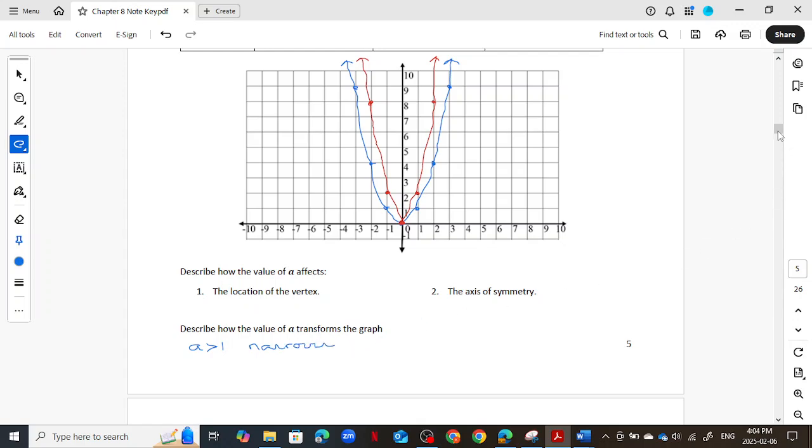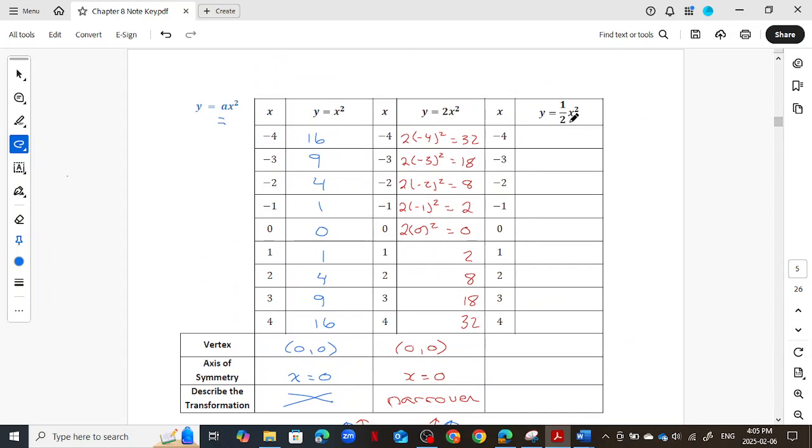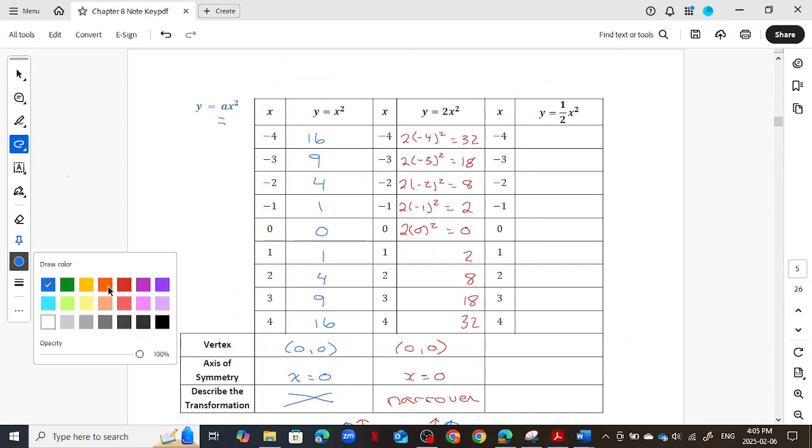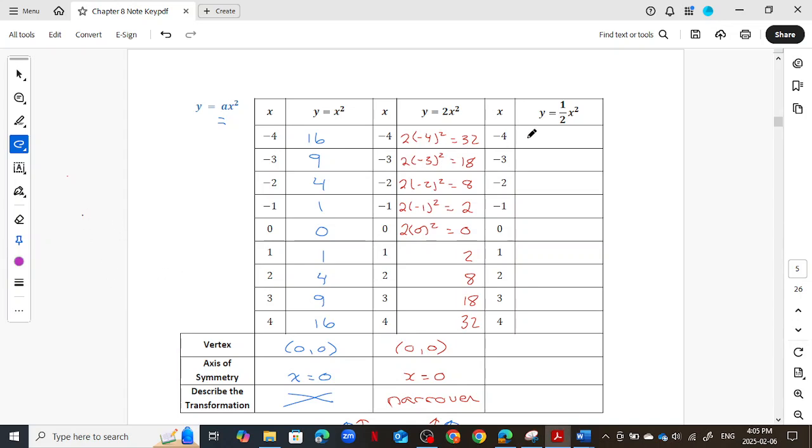Okay, let's see what happens when we put in an A value like a half. What do you think is going to happen? What color haven't we used yet? Let's use, yeah, sure, purple. Okay, so now this is going to be y equals 1/2. Actually, let's start with the vertex. I like starting with the vertex. So we've got y equals 1/2 times 0 squared. Oh, look, it didn't change. It's still 0, 0. This still has a vertex of 0, 0, x equals 0.